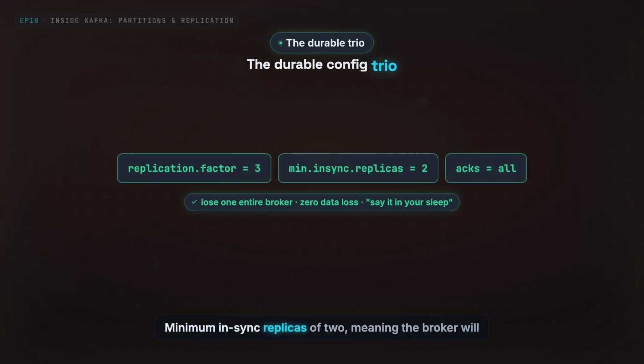Minimum in-sync replicas of 2, meaning the broker will refuse to accept a write unless at least 2 replicas are in sync. And producer acknowledgements set to all. The producer waits for all the in-sync replicas to confirm before considering the write done. Put those together, and you can lose one entire broker with 0 data loss. Replication factor 3, min in-sync replicas 2, acknowledgements all. Say it in your sleep.